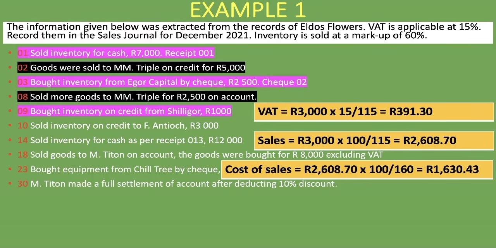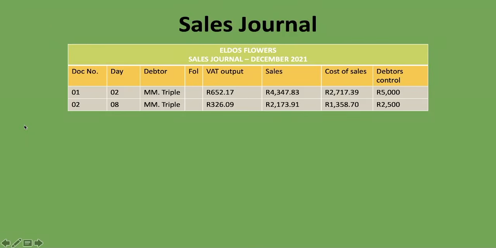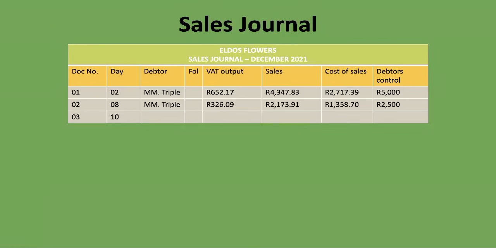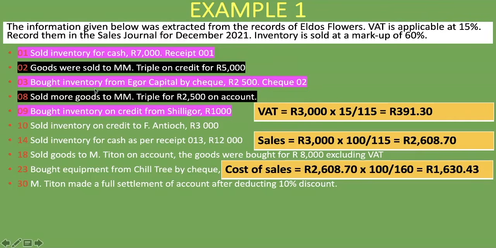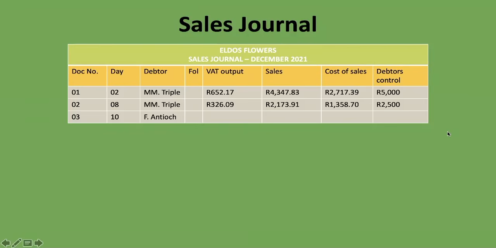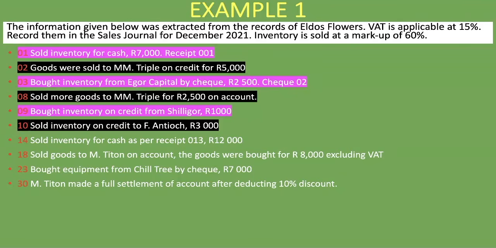So let's go ahead and put our details in. You can see that our date is day 10, so we'll put that as our day, and our document number is 03, obviously. Our data, as we go back here, is F Antioch, and then we'll put in all these amounts that we have calculated: the VAT output, sales, cost of sales, and our debtors control is of course 3,000 rand. Again, you can add VAT output plus sales to see if you calculated it correctly. Let's go ahead and highlight that one as we have just completed it.